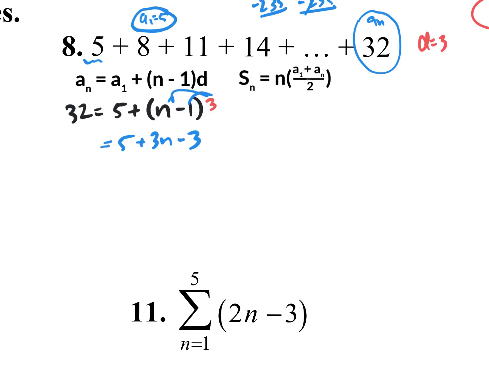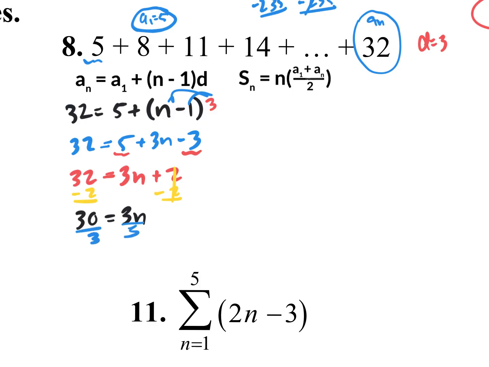You still have the equal sign. You still have the 32. But you could now combine the 5 minus 3. That's a positive 2. And put the 3n in front. So you really have 32 equals 3n plus 2. So I'm going to start getting n by itself by subtracting 2, subtracting 2. I end up with 30 equals 3n. Finally, I'm going to divide by 3, divide by 3. So that tells me that 10 equals n, or better said, n equals 10.